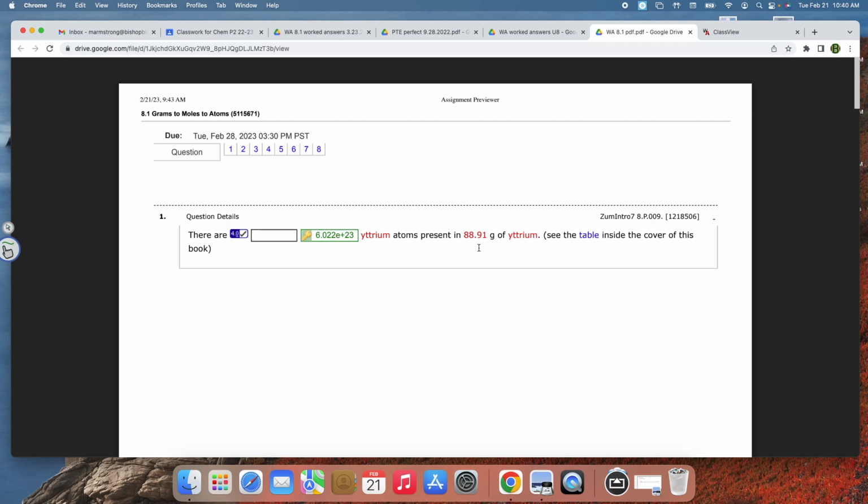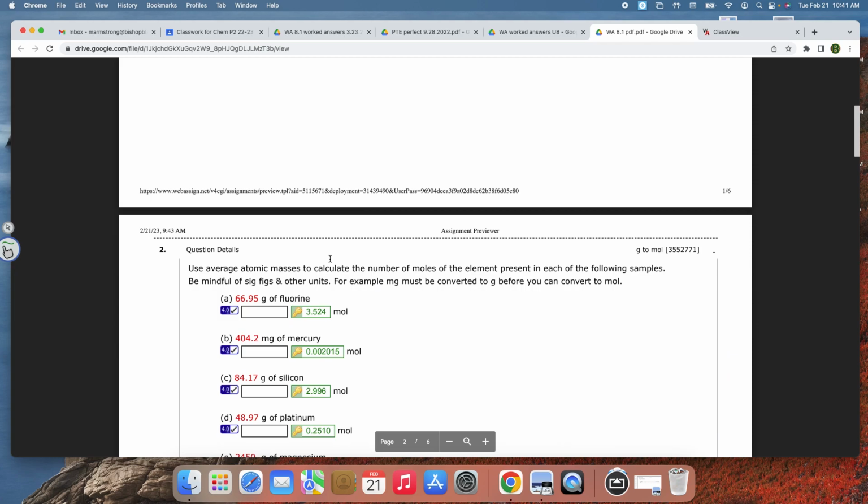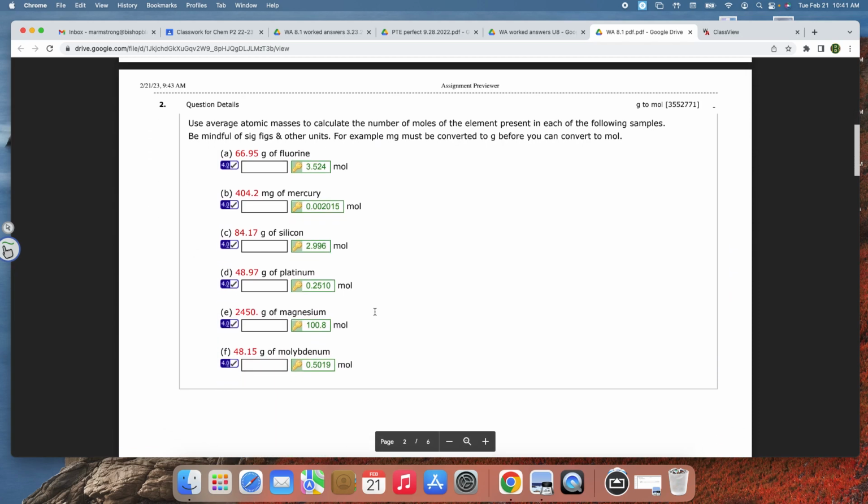And the mass of every element on the periodic table represents 1 mole, and 1 mole represents Avogadro's number. Therefore, it's 6.022 E23. You don't have to put that plus in there for WebAssign, but you could if you wanted. But again, you'd probably need 6.022 and E and then 23. And that E means times 10. So let's go to question number 2.